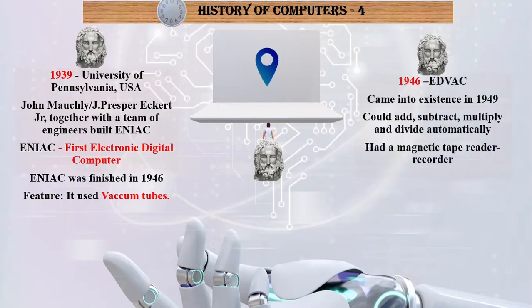So after that, we saw EDVAC come into existence in 1949, actually built in 1946, but it was brought to the world in 1949, so to say. It could add, subtract, multiply, and divide automatically, and it had a magnetic tape reader and recorder for recording inputs into the computers.